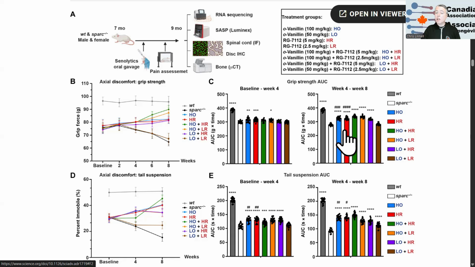Next best were the single high doses of ovanillin and RG, as well as the low dose ovanillin and high dose RG in the purple bar here. However, best performing was the high dose ovanillin, low dose RG, and the combined high dose group.